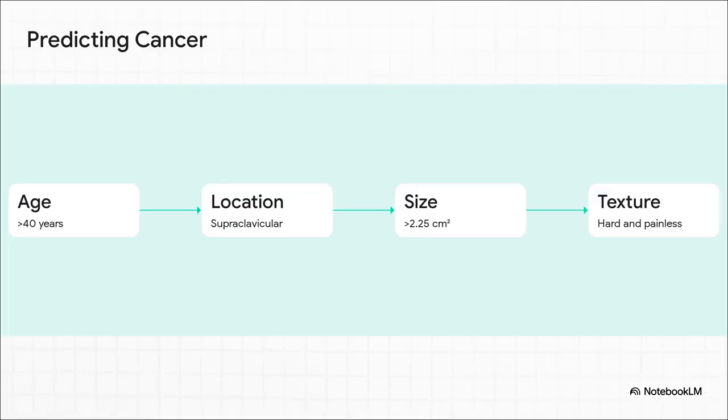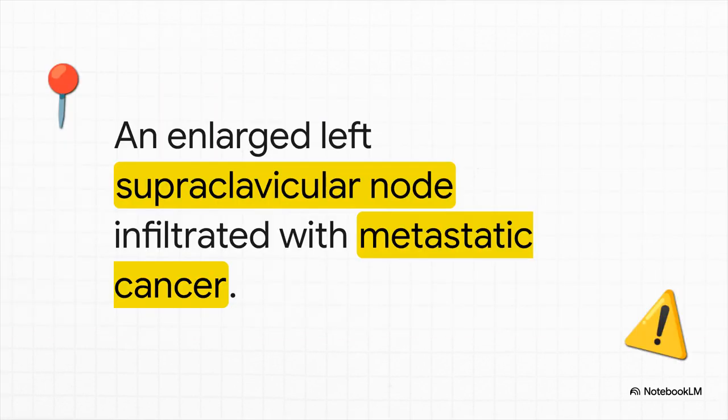We use clinical algorithms that rely on very specific variables. Retrospective data shows that the predictive value for cancer absolutely skyrockets if the patient is over 40, the node is located in the supraclavicular region, it's bigger than 2.25 square centimeters, and, this is key, if it feels rock hard and is completely painless. And the textbook example of why anatomical location matters so immensely is Virchow's node.